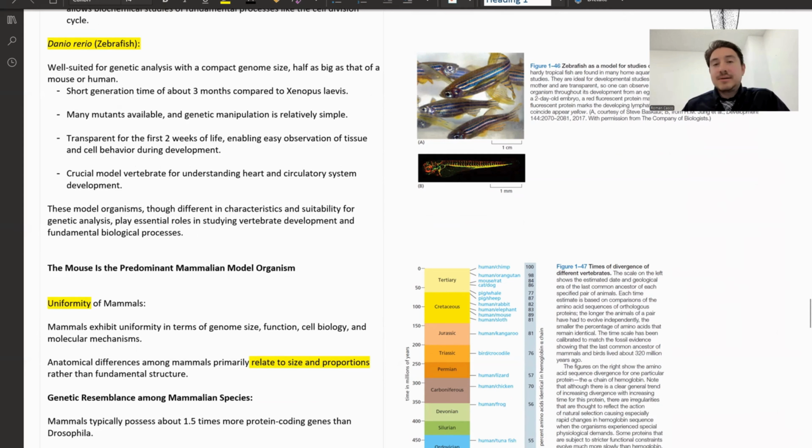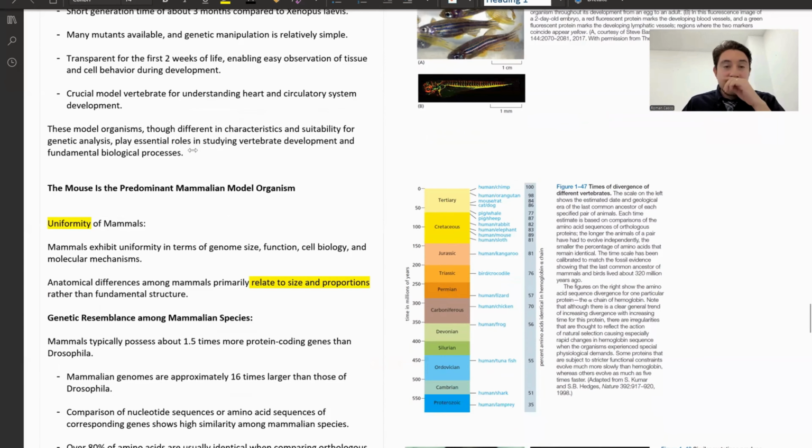You can cut approximately 20-30% of its heart in the lower area of the heart, and it's able to regenerate it. Okay, so definitely for tissue analysis and processes like regeneration it is important. So these models, through their different characteristics and suitability for genetic analysis, play essential roles in studying vertebrate development and some fundamental processes, especially when you compare it to humans.